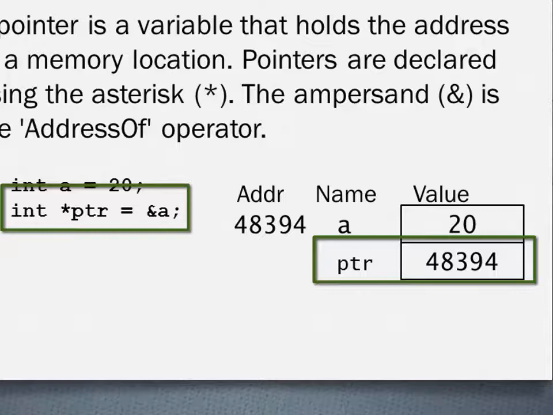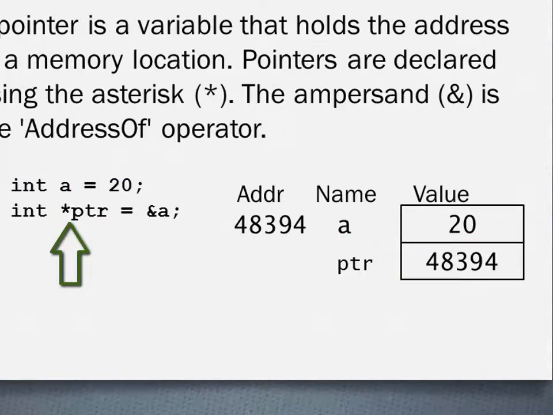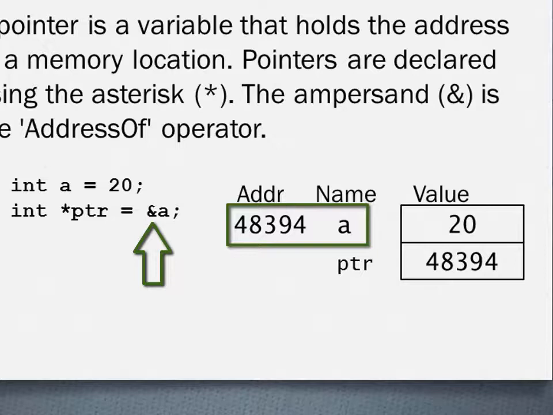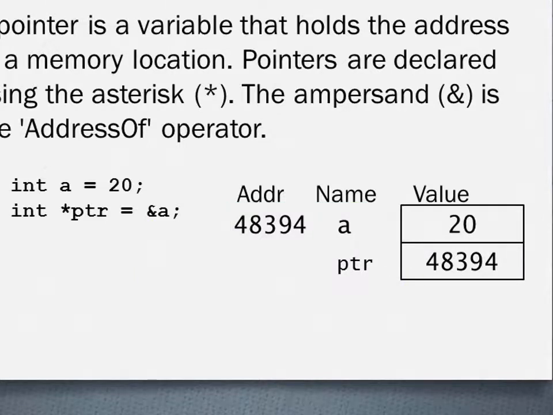What I'm doing is declaring a pointer by the name ptr. You don't have to call it ptr, but that's just what I happen to call it here. Star in front, when I'm doing the declaration, means I'm declaring a pointer. Ampersand a means the address of variable a. So I have a 48394, which is a memory address, and that gets stored into ptr. The other thing to notice is that it says int star ptr. Well, the contents of ptr is a memory address, not an integer. The int star just means that I am pointing to an integer.